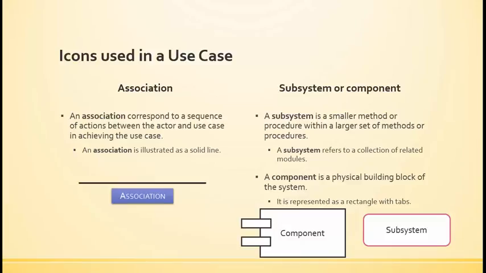Subsystem or component. A subsystem is a smaller method or procedure within a larger set of methods or procedures. A subsystem refers to a collection of related modules. A component is a physical building block of the system. It is represented as a rectangle with tabs.